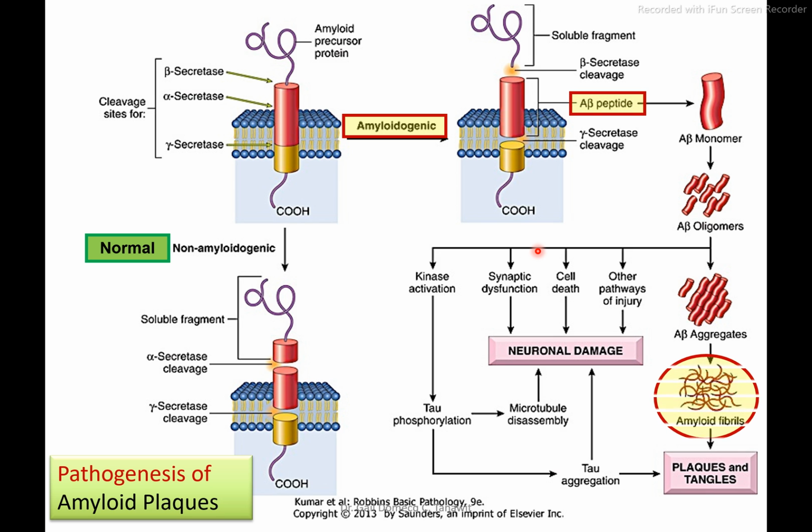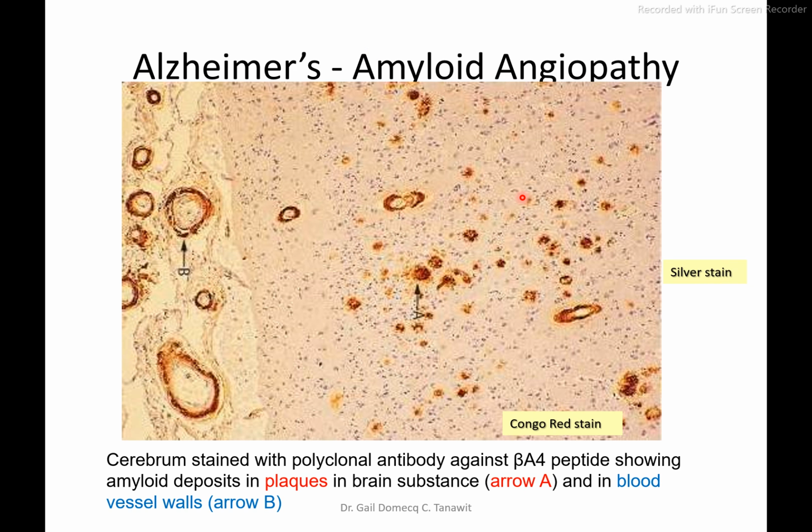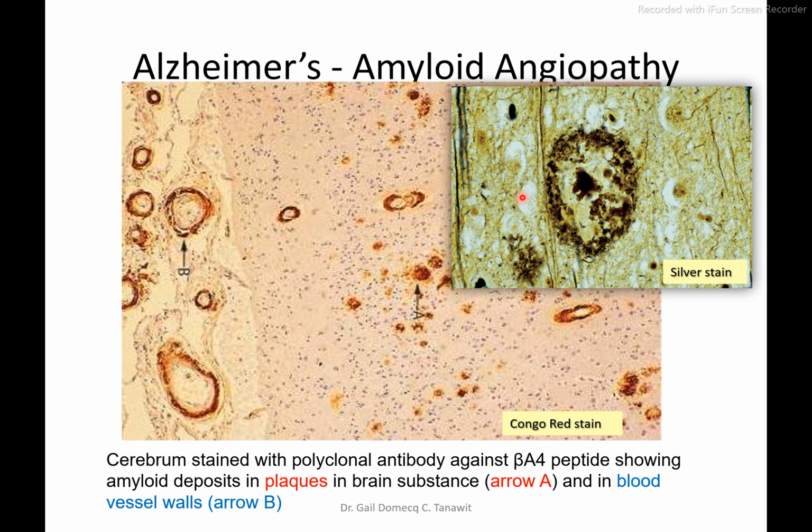And on your cellular level, or on the histopathology, staining with a polyclonal antibody against beta amyloid 4 peptide would show an amyloid deposition, this browning thing. These are the plaques in the brain substance. So we have these plaques here, and in the blood vessels, it would be forming a coat-like lesion. So that would be a Congo red stain. This is the Congo red stain.